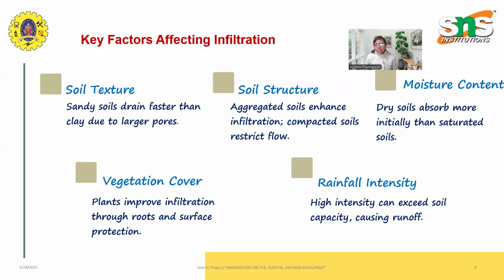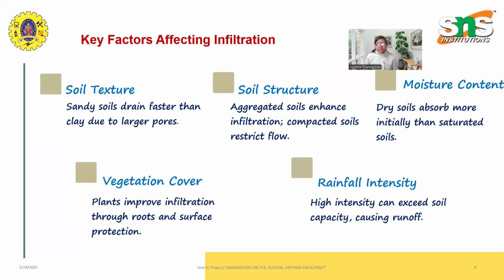Then the moisture content. You might have seen in your day-to-day experience, if you pour water onto dry soil, you can see the water will disappear immediately. Why? What happened to the water? Because the dry soil absorbs more water initially until it reaches the saturation point. That is, the dry soil absorbs water more quickly initially than the saturated soils. So once it gets saturated, the absorption will gradually reduce.